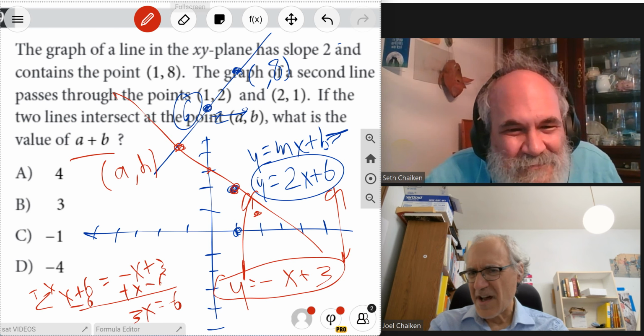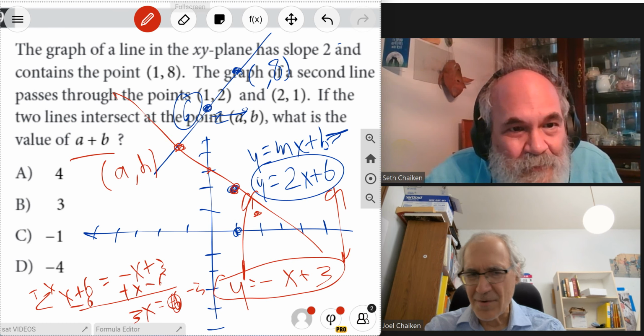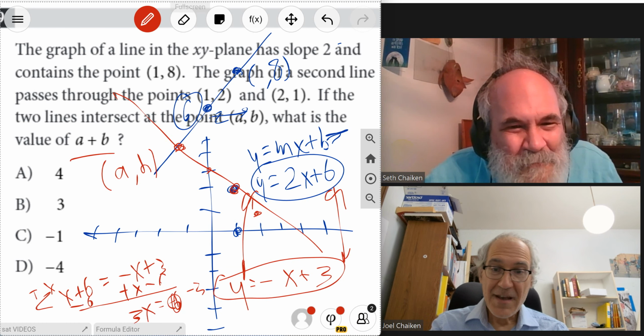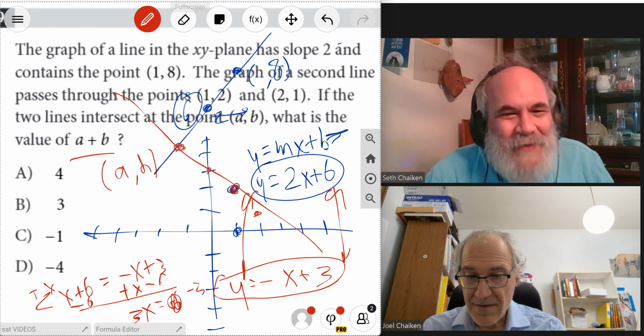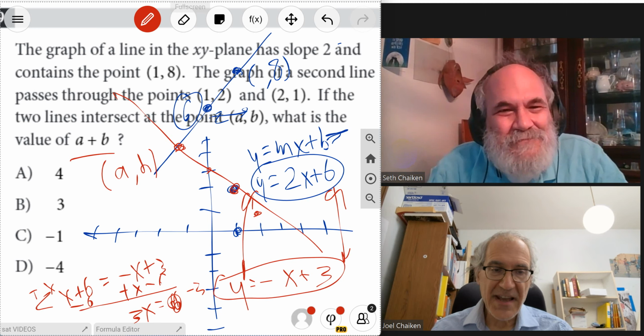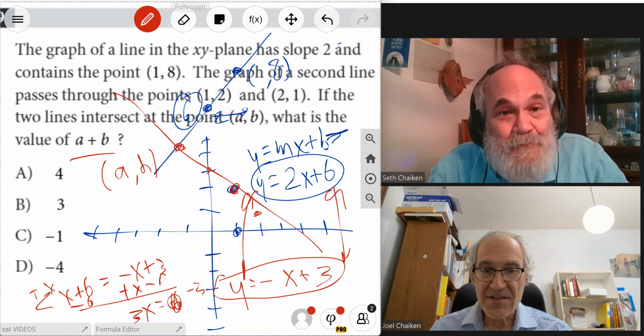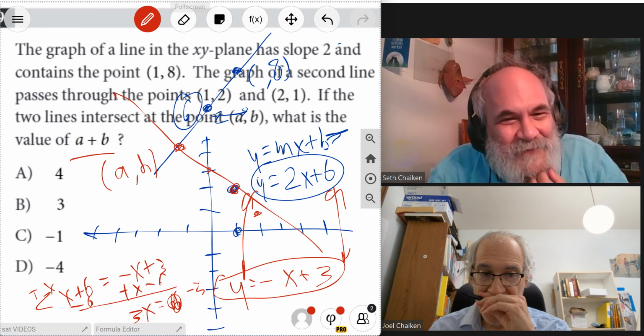What did I do wrong? This is a negative 3. Sorry, I make a ton of mistakes, okay? Make a ton of mistakes. 3x equals negative 3. So x is equal to negative 1. If x is equal to negative 1, oh god, I hate negative numbers.